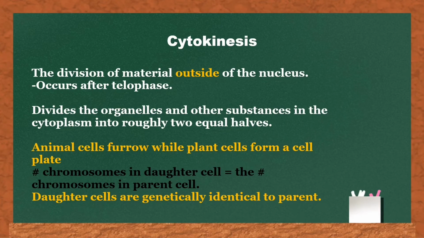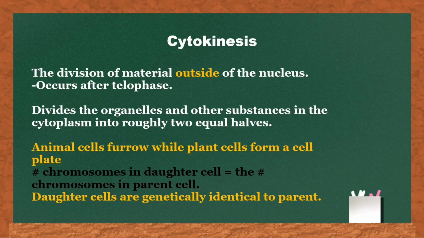Next is cytokinesis, the division of material outside of the nucleus, and it occurs after telophase. It actually divides the organelles and other substances in the cytoplasm into roughly two equal halves.